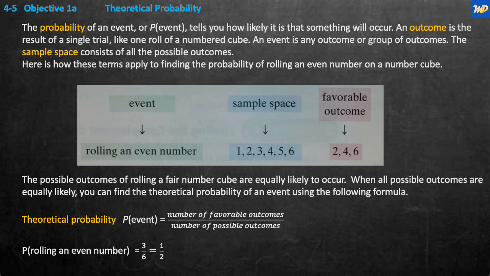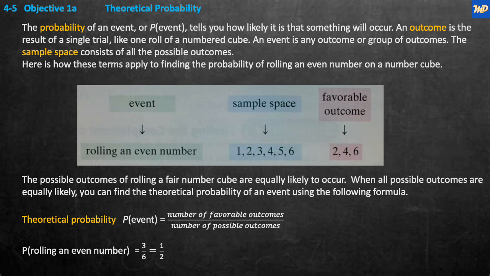Okay, objective 1, theoretical probability. The probability of an event, P(event), tells you how likely it is that something will occur. An outcome is the result of a single trial, like one roll of a numbered cube. An event is any outcome or group of outcomes. An example for that would be if you take a numbered cube, as they like to call it here, and you roll it, that's one event.